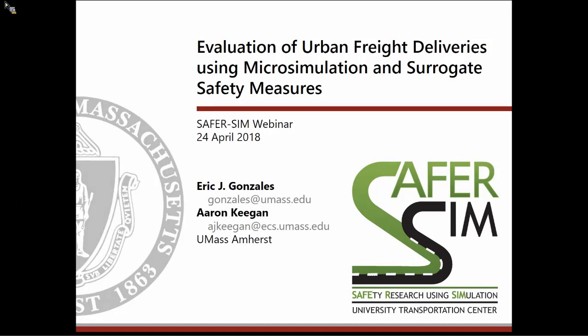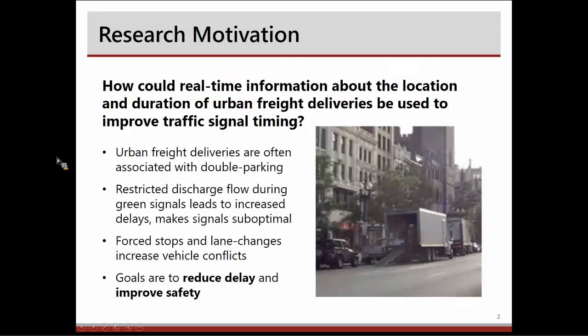And it started out really focused on looking at delays and capacity, and then we realized that our microsimulation tool allows us to also look at some safety implications by using surrogate safety measures. So I'm going to structure the talk today to talk a little bit about what we were trying to accomplish, how we went about building a microsimulation model, and then what we found both in terms of the delay and capacity effects of deliveries, but also the safety implications.